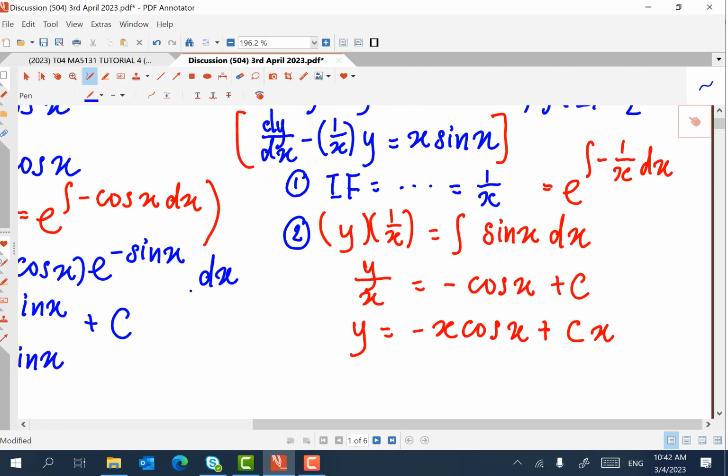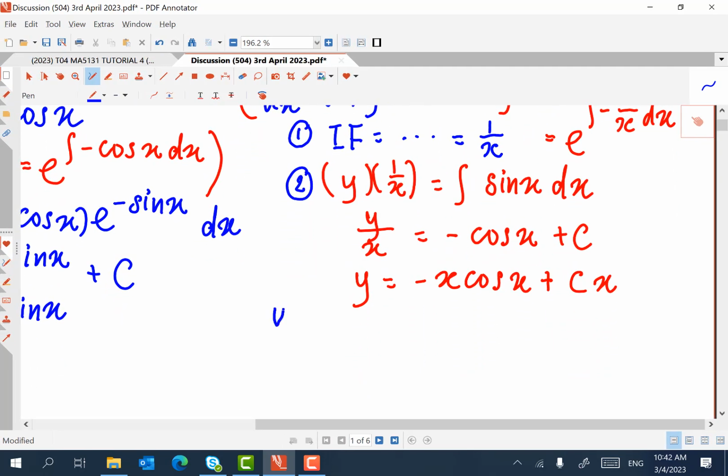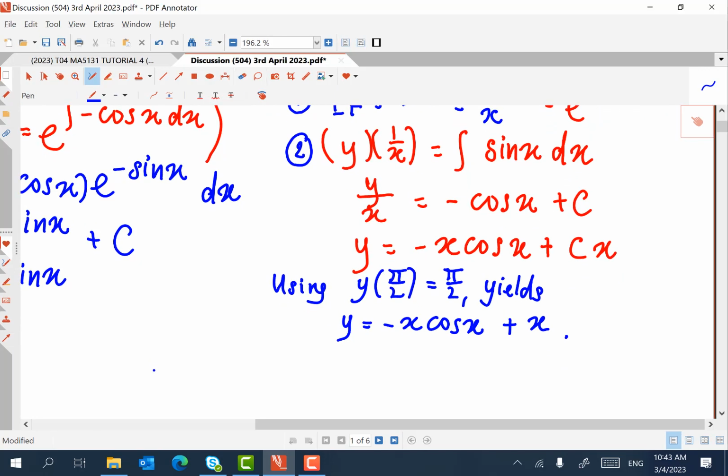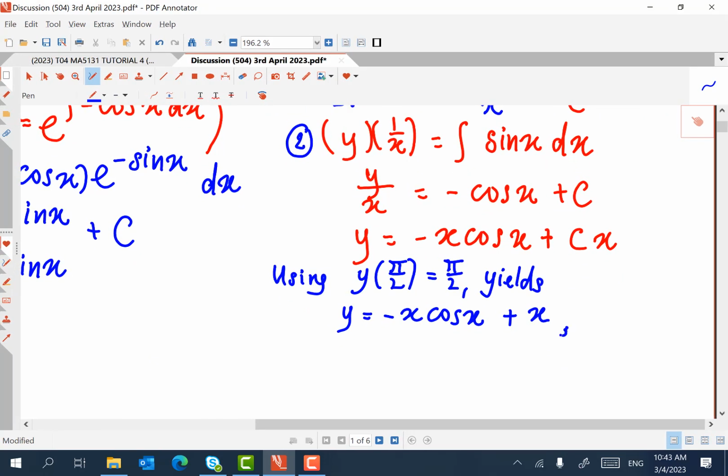Okay, so with this, we want to use the condition. Using this condition given to you, what do you get for C? Kai-Wen, what's your C? Right. Okay. So for this particular solution, because it's a particular solution, you want to write down the domain. Kai-Wen, do you want to tell us what values x can take?